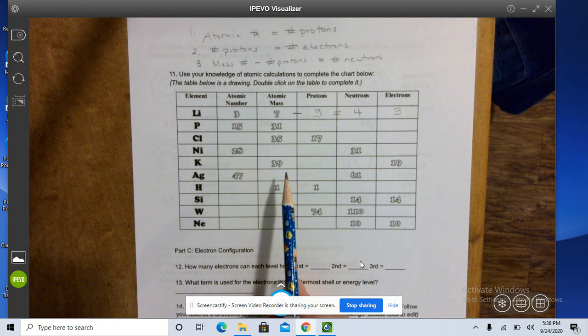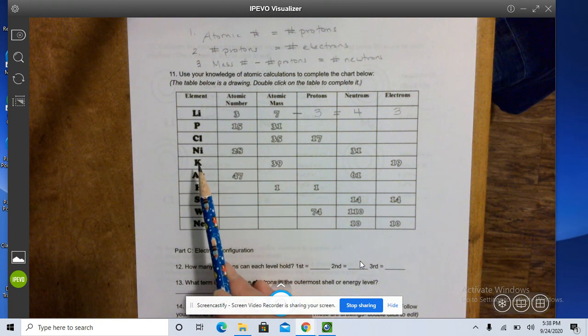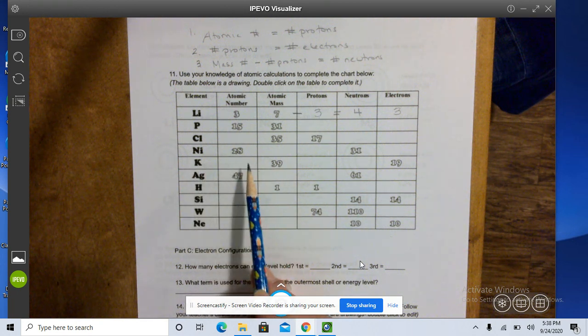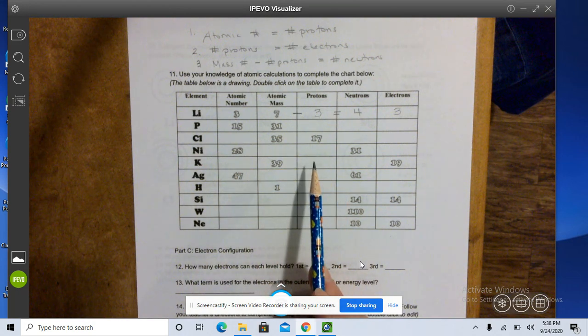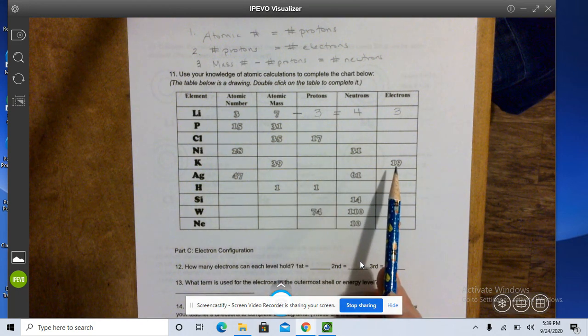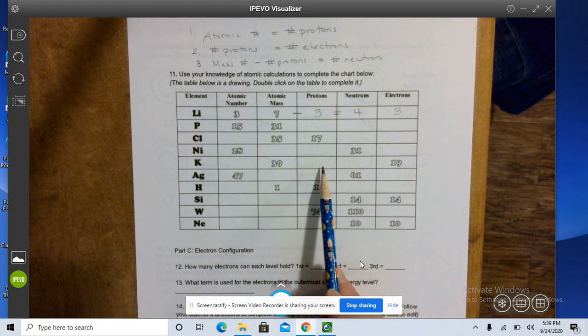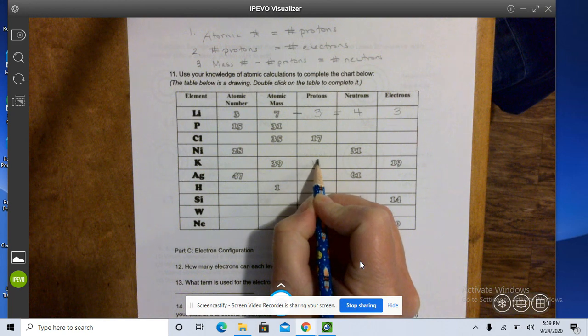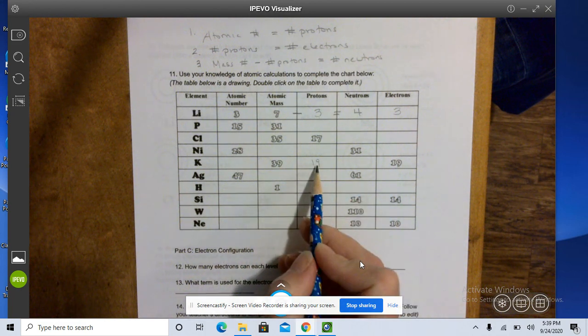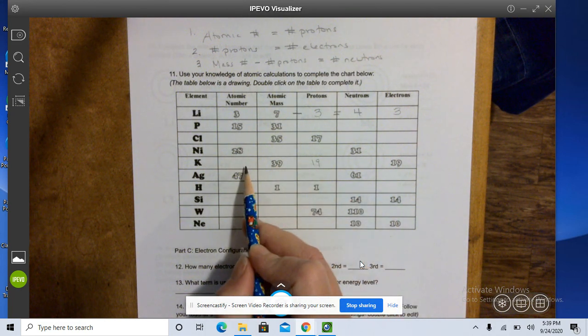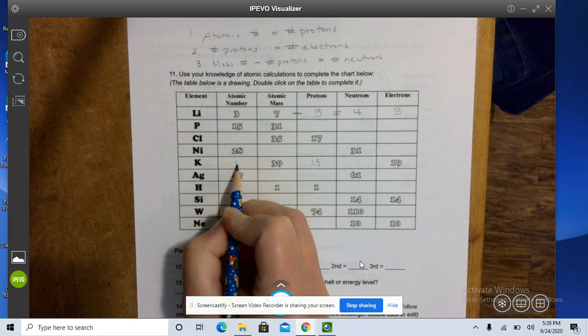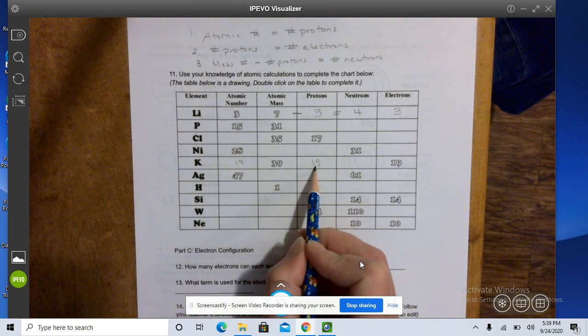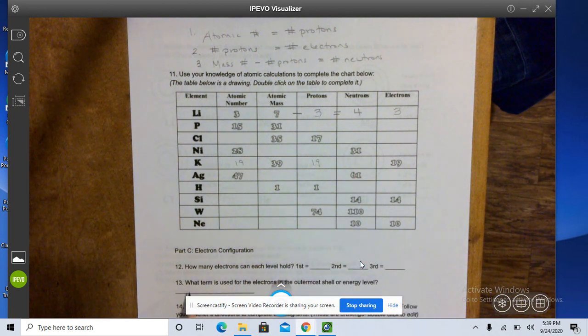Now, for some of them, let's look at K, which is potassium. We don't have an atomic number. We don't even have a number of protons, but we do have a number of electrons. So if you start with a different rule, like number 2, you know that the protons equals the number of electrons. If there are 19 electrons, that means the protons must also be 19. And if there are 19 protons, then the atomic number is 19. Then 39 minus 19 would give you the neutrons.